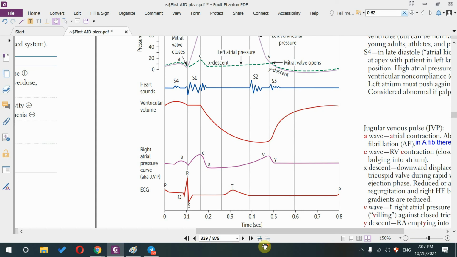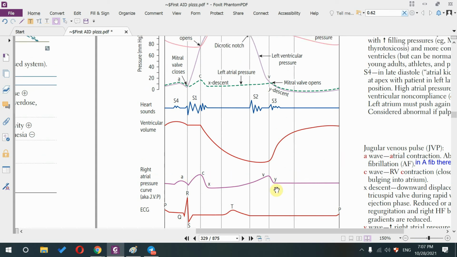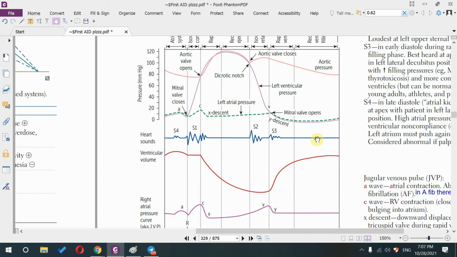Again, let's start from here. At the Y descent, if you remember, guys, we spoke about the mitral valve opening. But since this is the right heart, it will not be the mitral valve, it will be the tricuspid valve. So exactly at the end of Y, the tricuspid valve opens. Why does it open? So it can fill the right ventricle. So it starts filling. The slope is not that significant, but it has a slope going downward.